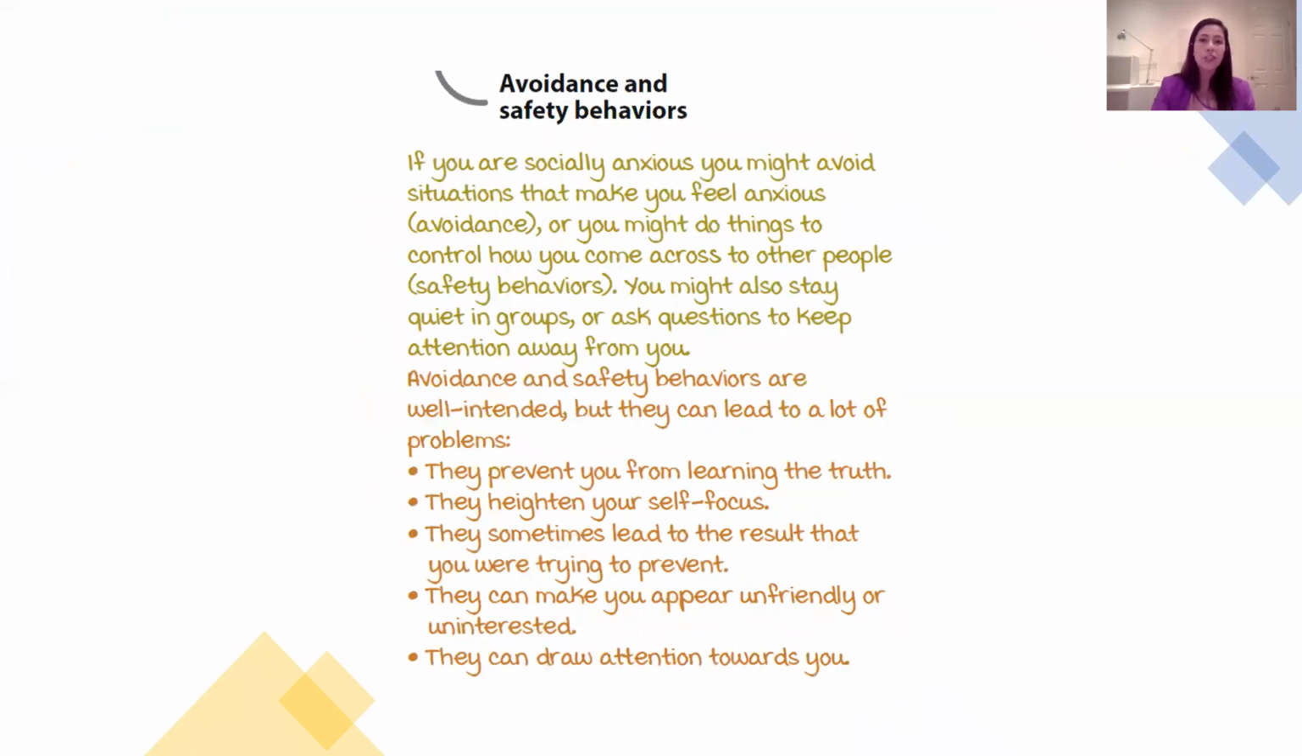And if you are socially anxious, you might avoid situations that might make you feel anxious. So you engage in avoidance, or you might do things to control how you come across to other people. So you engage in these safety behaviors, such as staying quiet in groups or asking questions to keep the attention away from you. And so the avoidance and safety behaviors are well intended because they will decrease the level of anxiety that you experience, but they can also lead to a lot of problems.